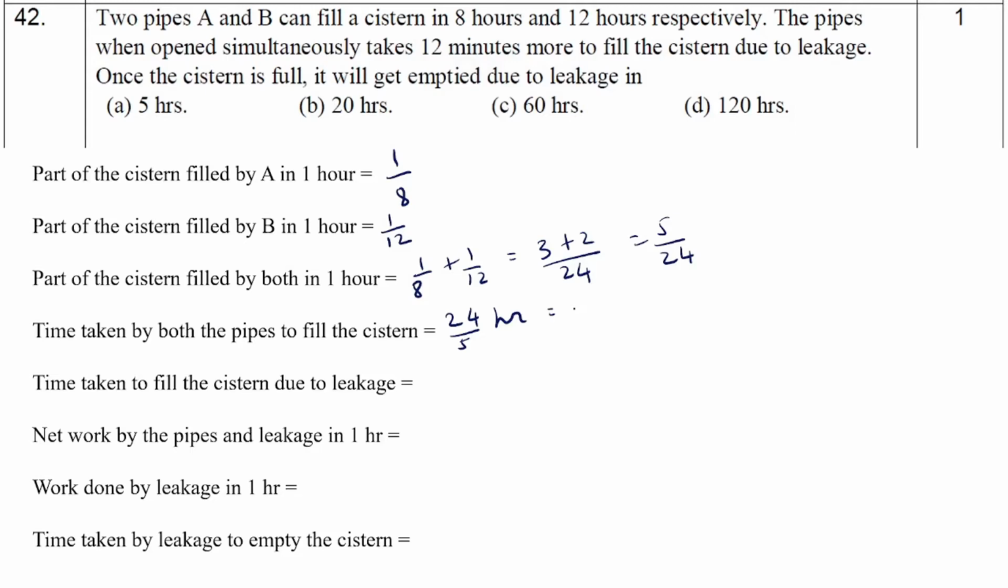Or it is equal to 4 hours plus 4 by 5 into 60 minutes. So it is equal to 4 hours 48 minutes. Now it is given because of the leakage, it takes 12 minutes more to fill the cistern. So time taken to fill the cistern due to leakage will be 4 hours 48 minutes plus 12 minutes.